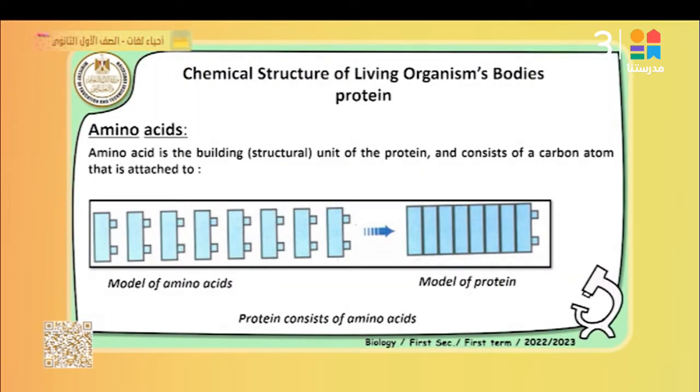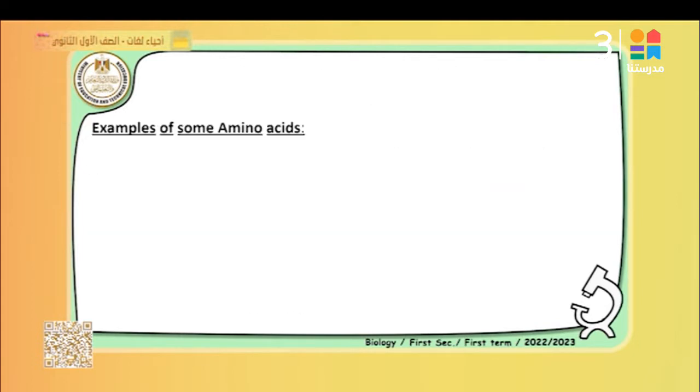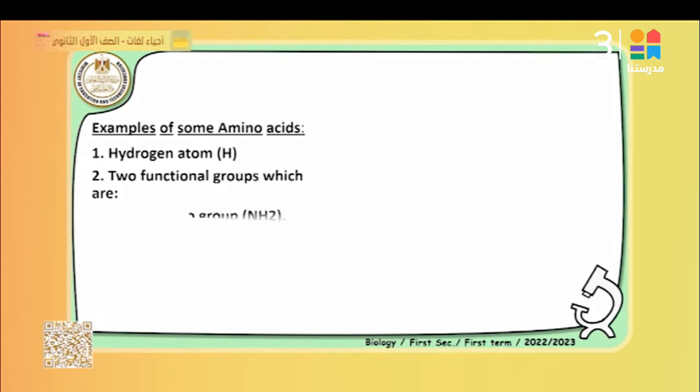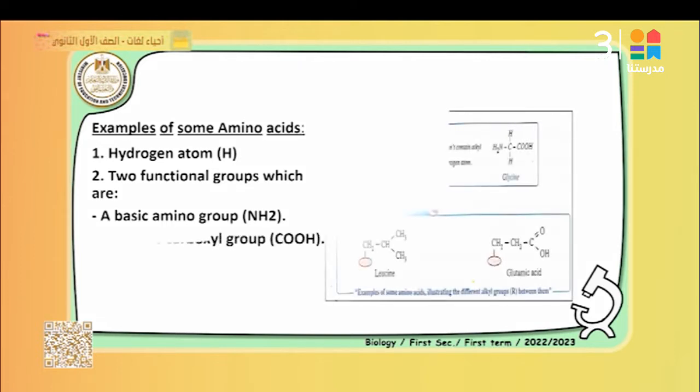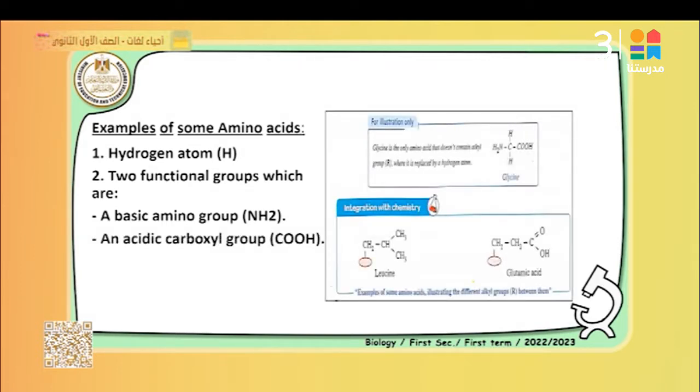Amino acid is the building unit of the protein and consists of a carbon atom attached to a hydrogen atom and two functional groups: the amino group, which is basic, represented as NH2, and the carboxyl group, represented as COOH. Here is an example of an amino acid in front of you.